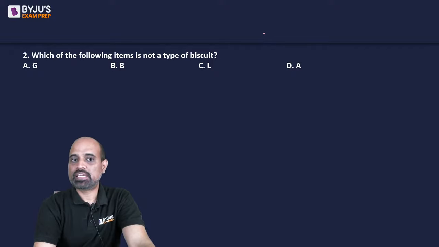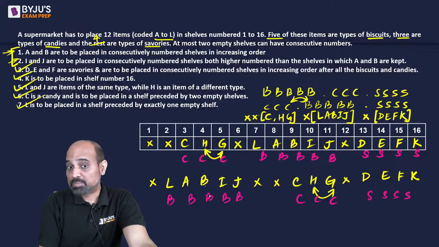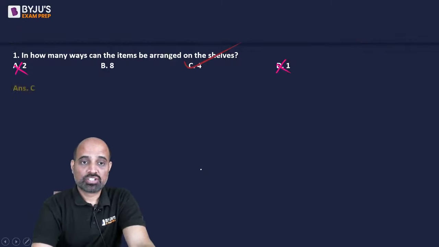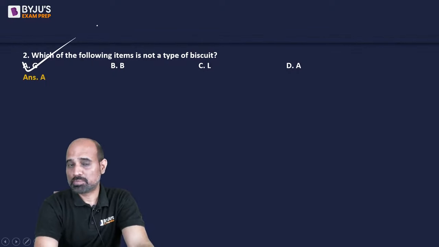Next, which of the following items is not a type of biscuit? Between A, B, G and L, A, B and L are biscuits, G is not. So the answer is going to be option A. G is not a biscuit.